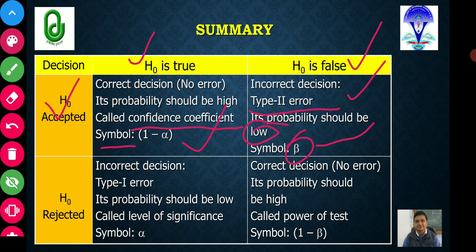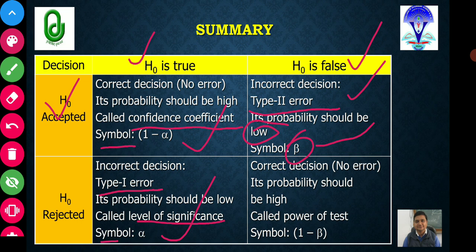Another situation: the null hypothesis is true, but you have rejected it. So this is an incorrect decision, and this is called type 1 error. Its probability should be low and it is called the level of significance. I have also told you in the definition that the level of significance is the maximum probability of committing type 1 error, and it is given by the symbol alpha.